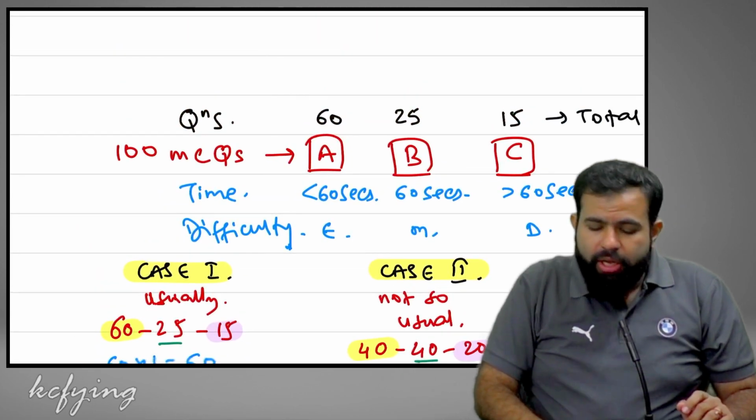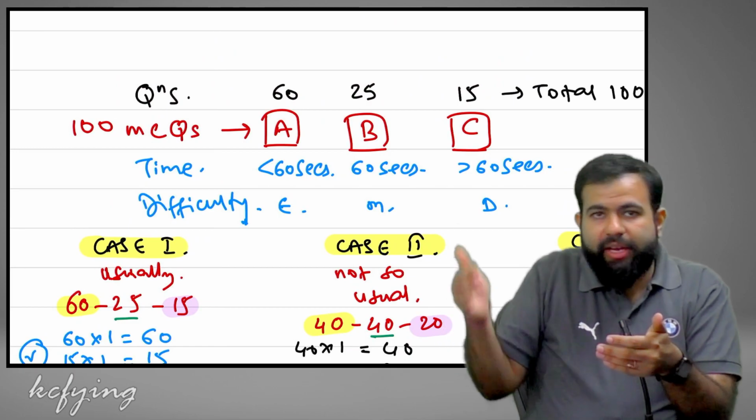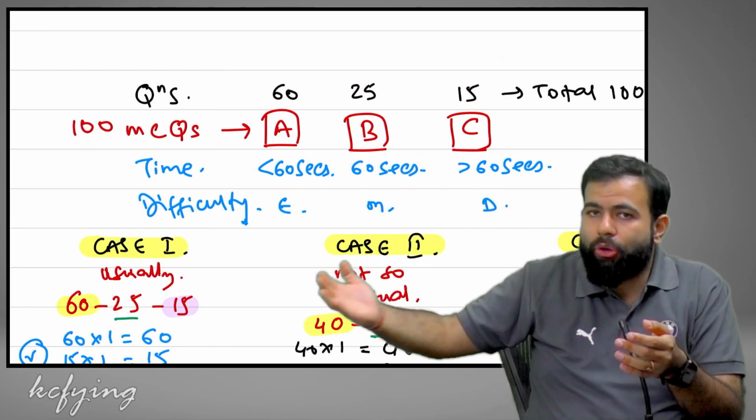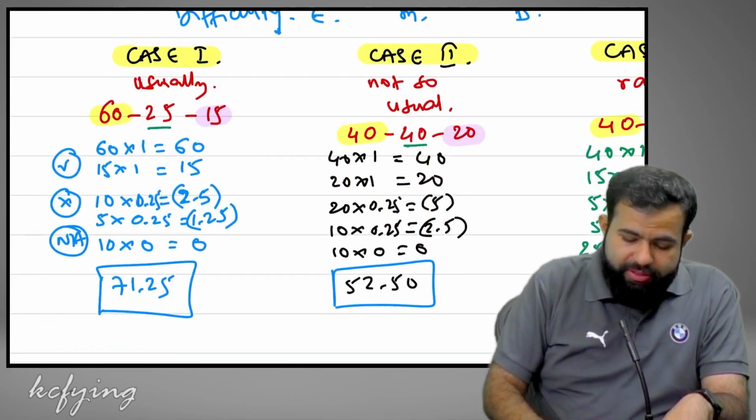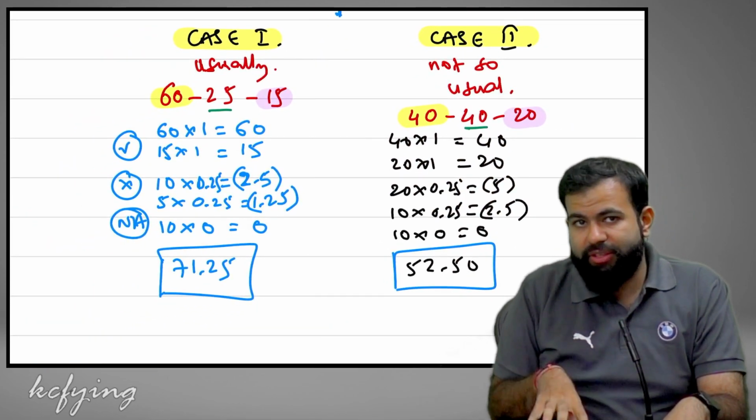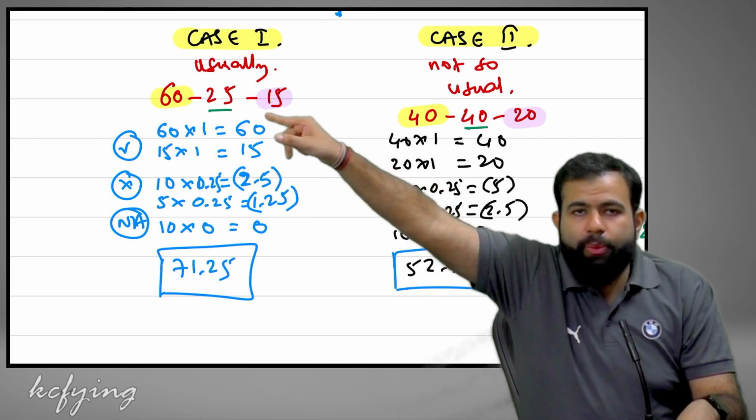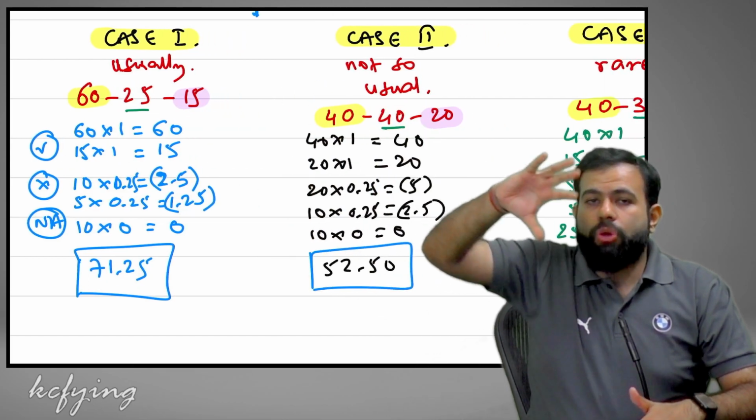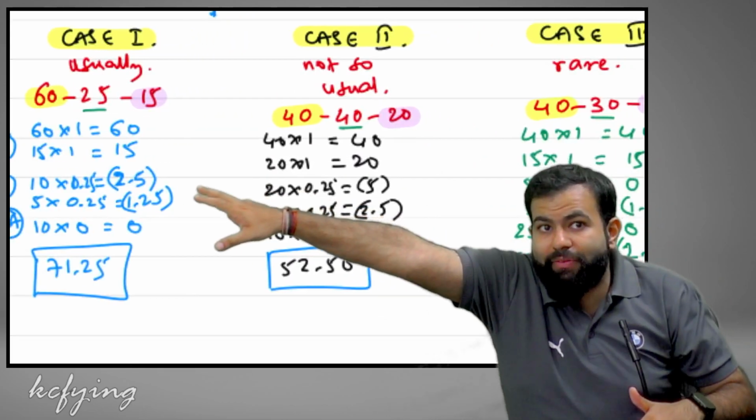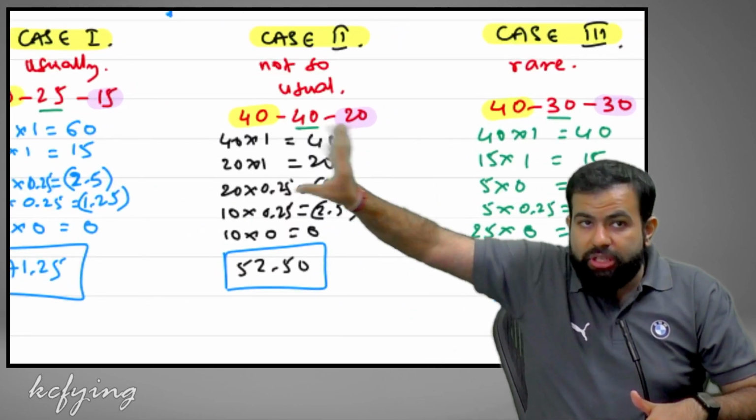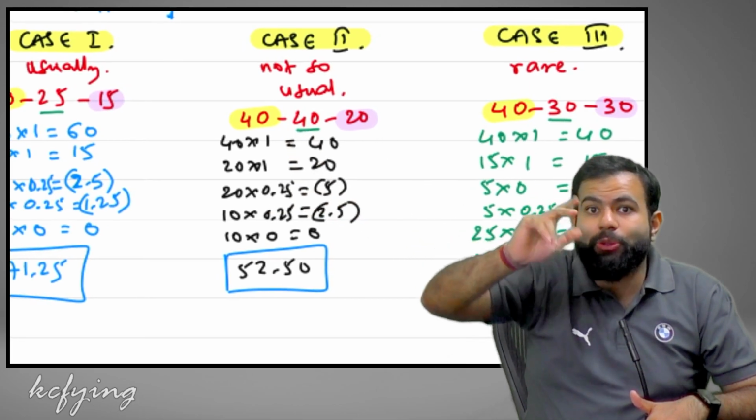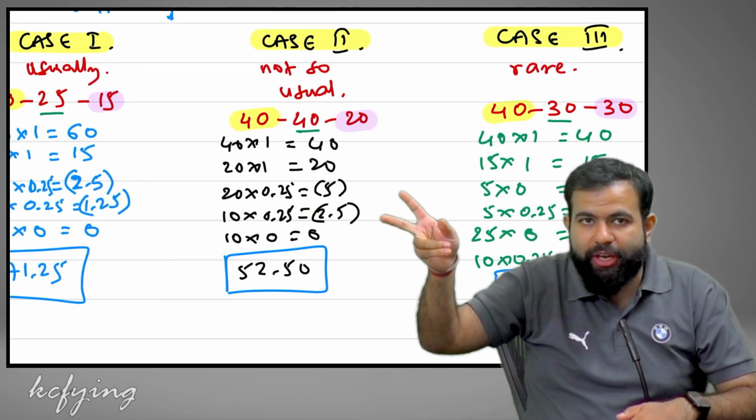So let us assume, I usually say that this is what happens because that is what I have gone through in the papers and found out. If this happens, which usually happens, that is case 1, which we have considered for our purpose right now: 60, 25, 15. Second case, which is not so usual, but if case 1 does not happen, case 2 happens usually. That is 40, 40 and 20. Still you have more questions on your side than against your side, right?